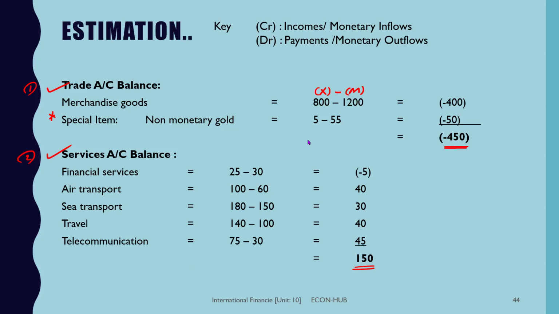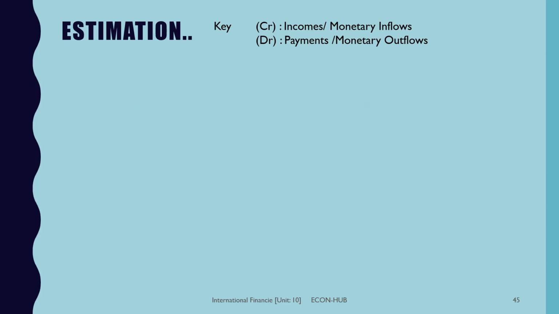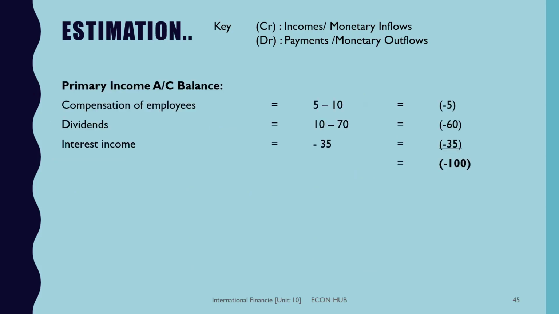So, yeah. Can I move on? Then we look at the primary income account. So I've taken the main items. Compensation of employees, credit 5, debit 10. Then dividends, I've considered credit 10, debit 70.